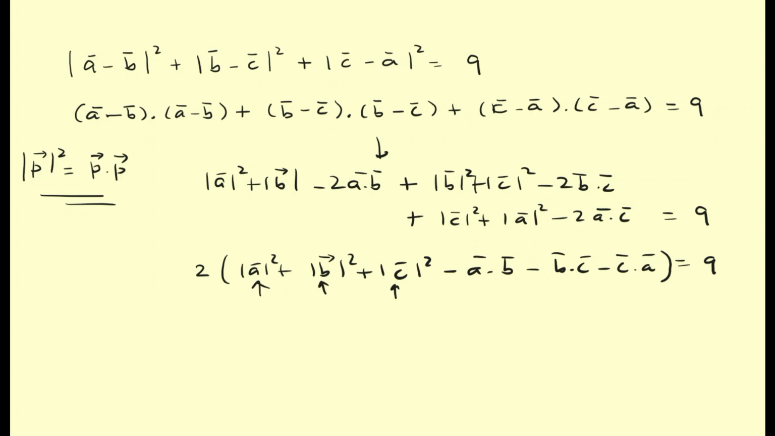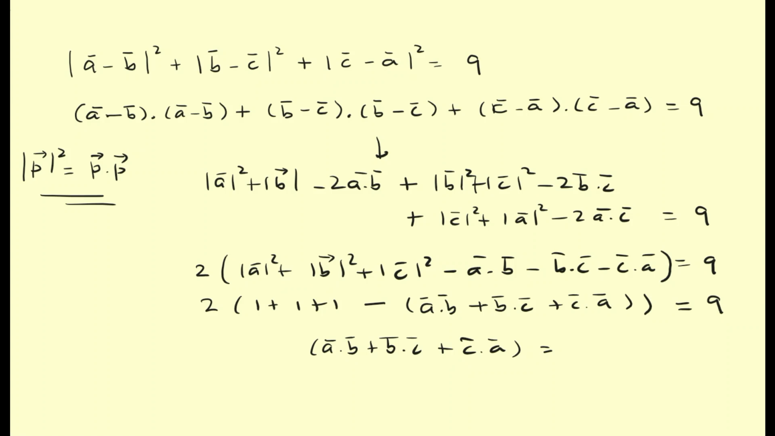So when you simplify it further, you know that these vectors are unit vectors, so their modulus will be equal to 1. So putting their values as 1, we get a dot b plus b dot c plus c dot a equal to minus 3 by 2.